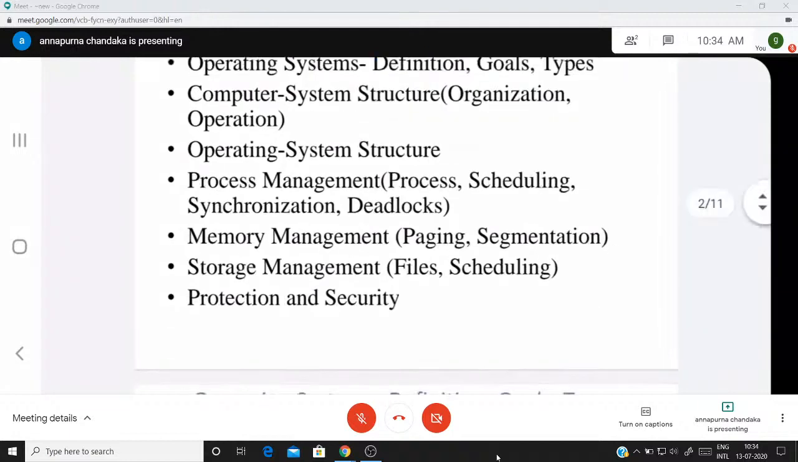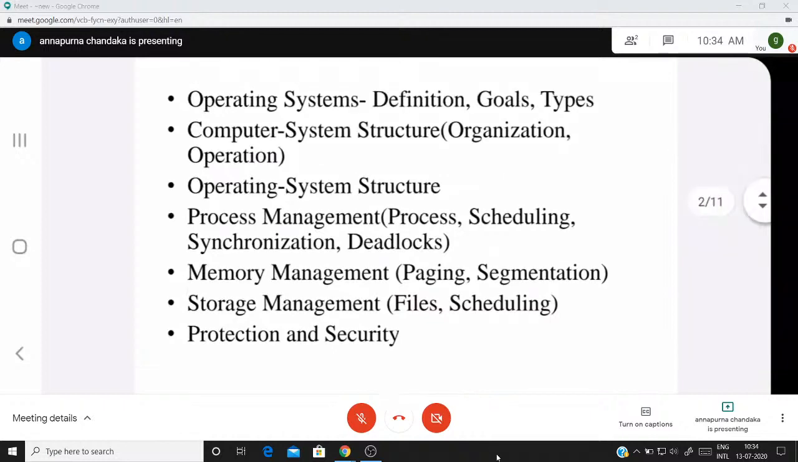What do you mean by deadlock? A deadlock is simply defined as a continuous waiting state of a particular process. A continuous waiting state of a particular process is known as deadlock. We'll see a small definition of deadlock. Okay, what is a process? A process is defined as a program under execution.